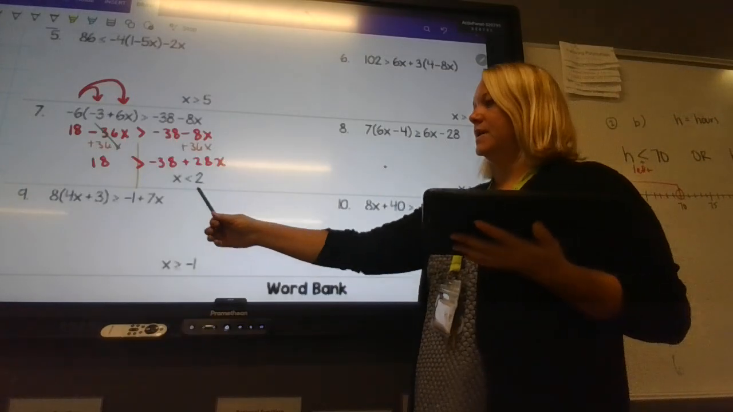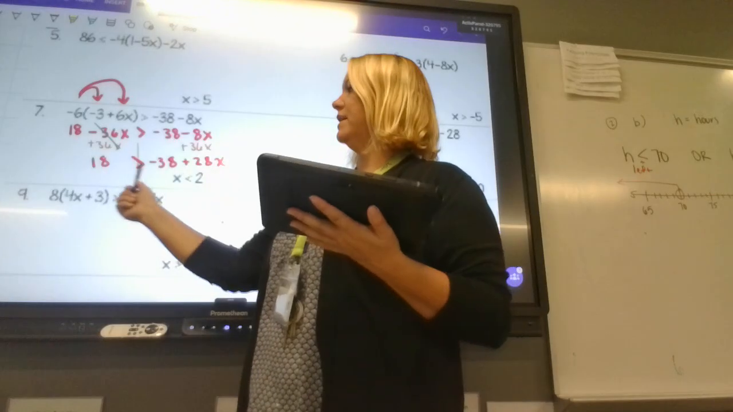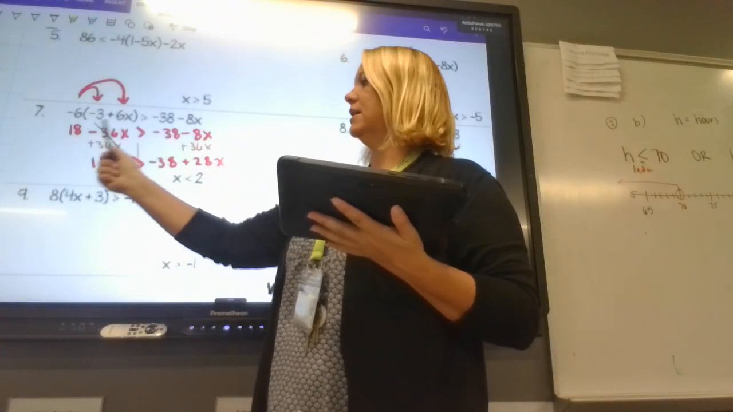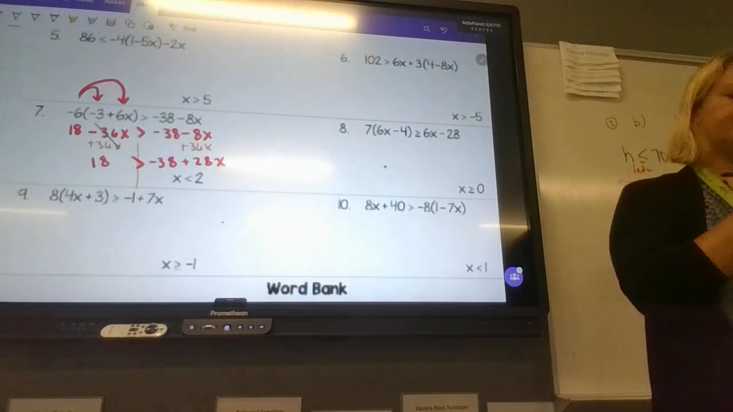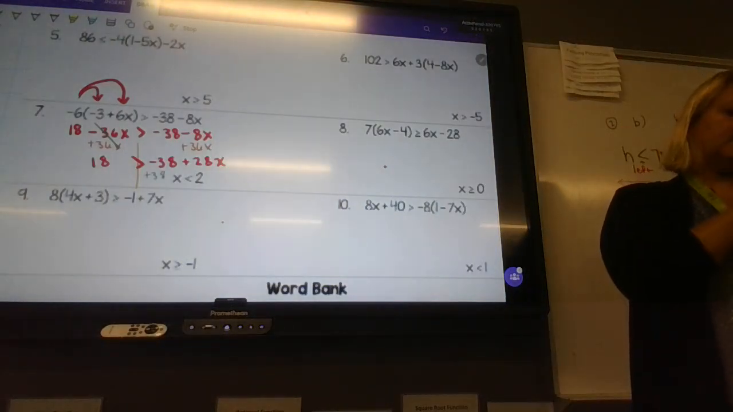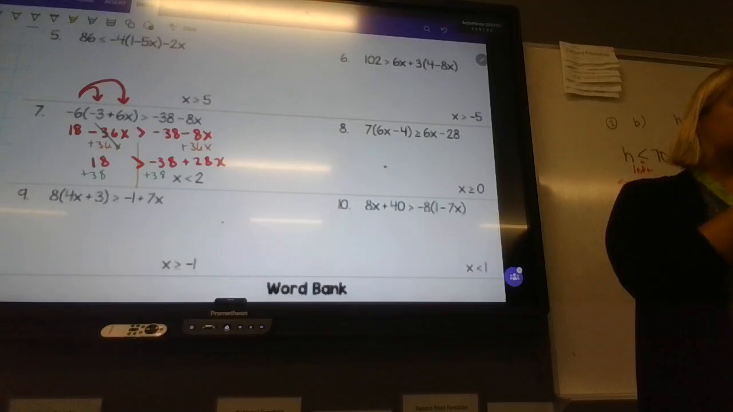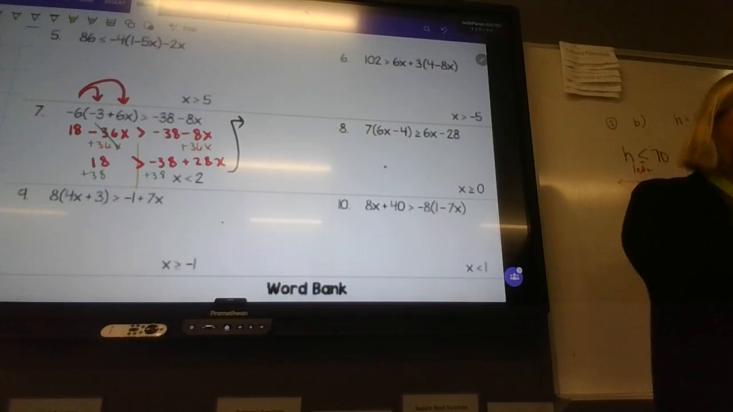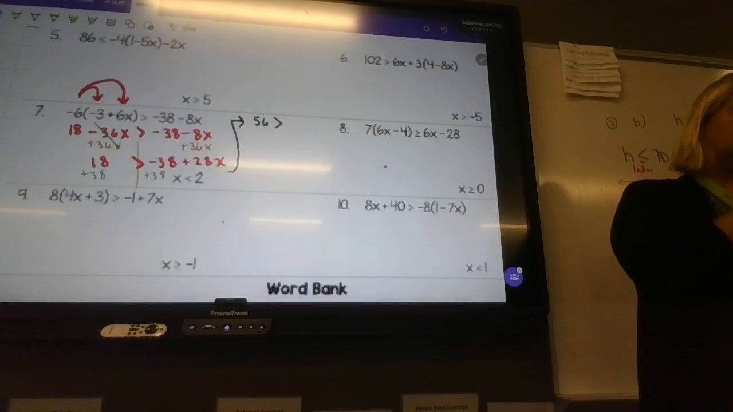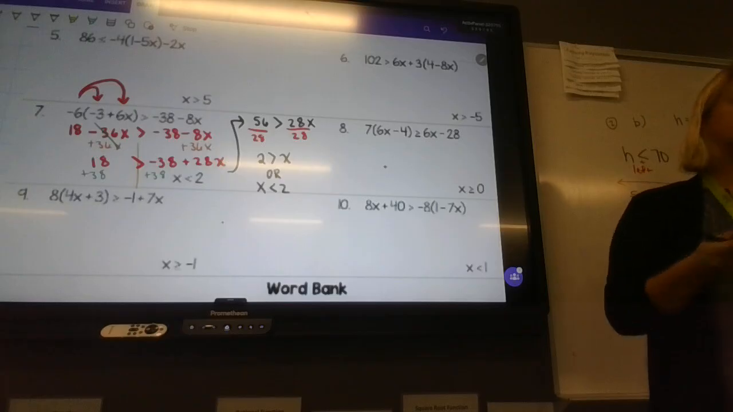And now the 18 and the 38, they're like terms. This doesn't have an x and this doesn't have an x. So now I'm going to add this 38 across to be with that 18. That's 56. And so now I have 56 is greater than 28x. And then I would divide, and 2 is greater than x, or rewriting that, x is less than 2.